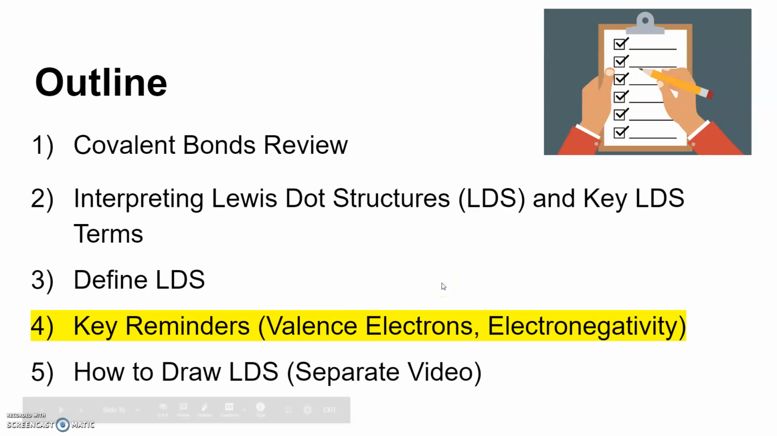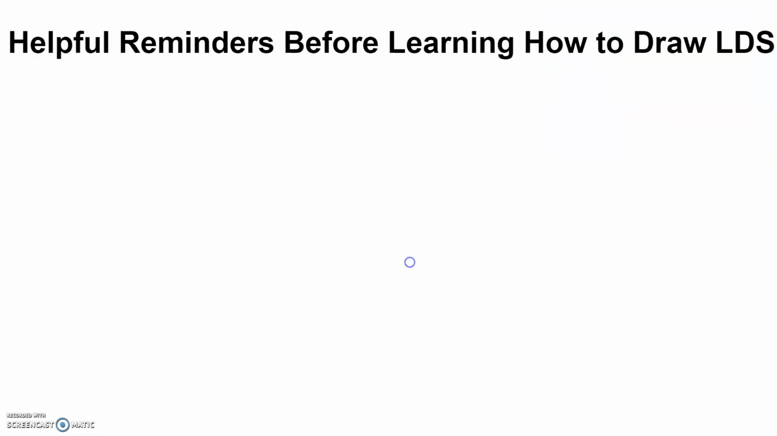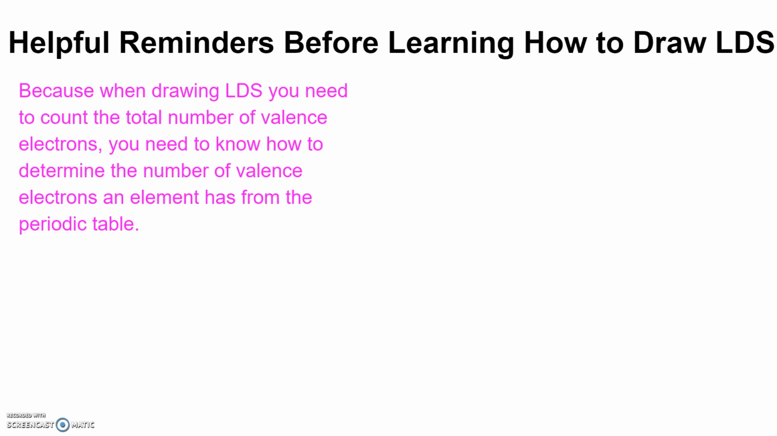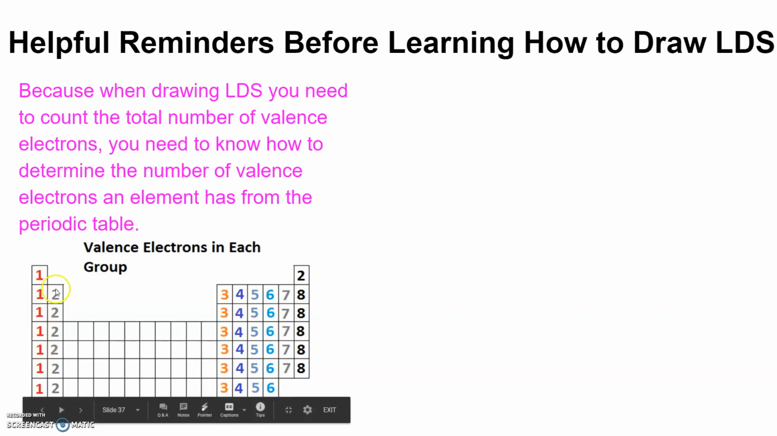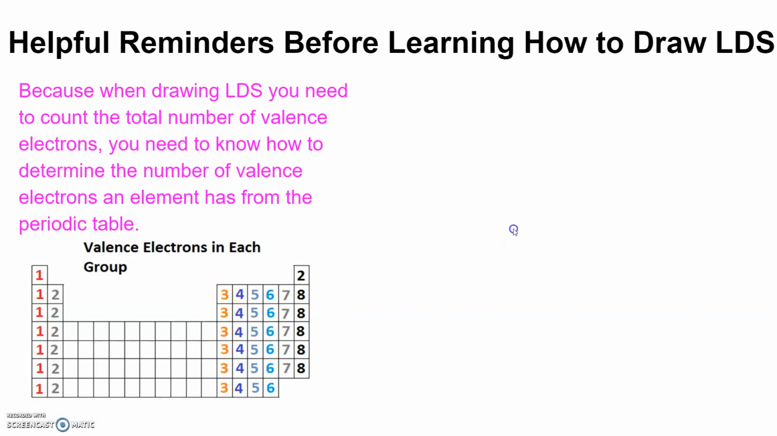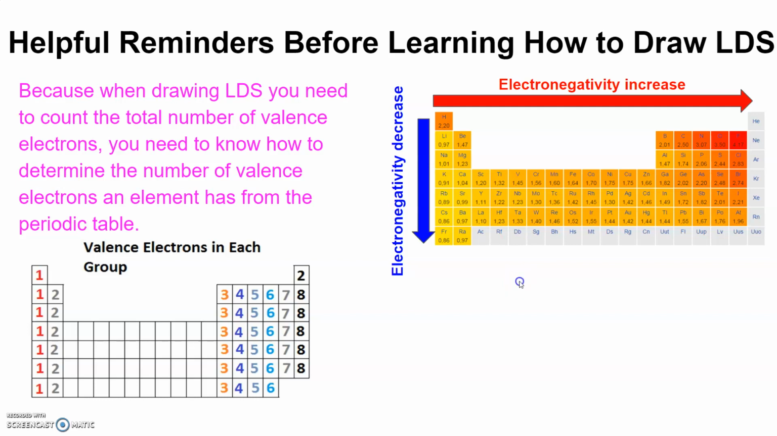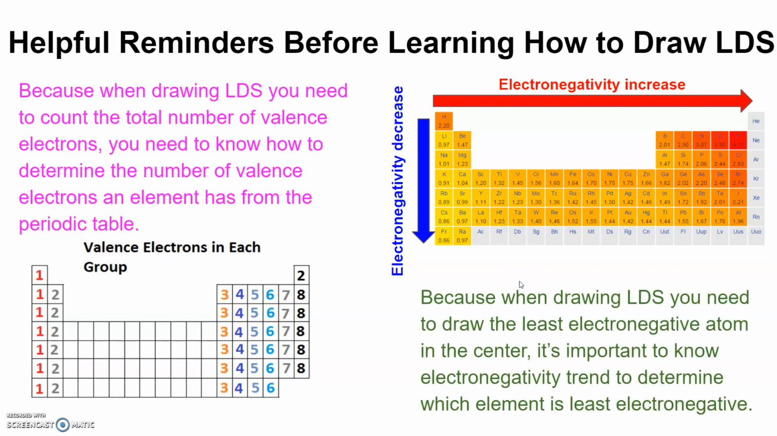All right, so final thing, key reminders. You have to know valence electrons and electronegativity in order to do Lewis dot structures, and here's why. Starting with valence electrons, when you draw a Lewis dot structure, you need to count the total number of valence electrons. And in order to do that, you need to remember how to determine the number of valence electrons, which are determined by the group it's in. So if the element is in group 1, it has 1 valence electron. If it's in group 2, it has 2 valence electrons. We skip the transition metals, and in group 13, it has 3, and so on. You also need to know electronegativity, and that's because the central atom, when you draw the Lewis dot structure, will be the least electronegative. So you have to sort of know the trends. Remember, electronegativity increases going to the right and decreases going down.